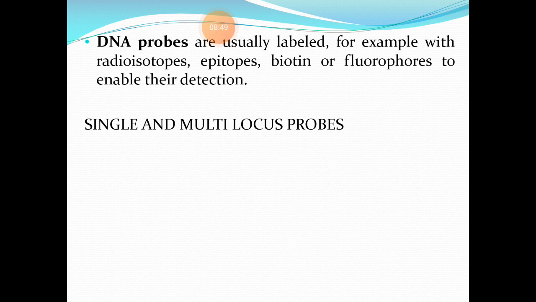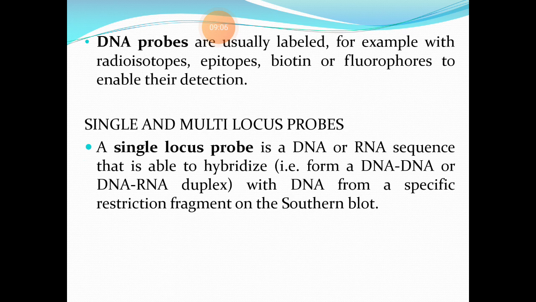So DNA probes are usually labeled, for example, with radioisotopes, epitopes, biotin molecules or fluorophores to enable their easy detection. Okay. Then these probes are of two types: single locus probes and multi-locus probes.